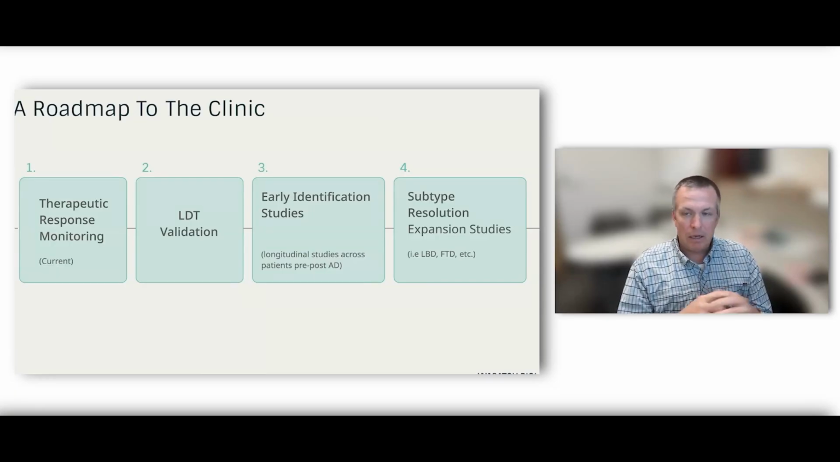So what are we doing right now with these data? We are currently working with a couple biopharma groups to assess therapeutic response monitoring. We're also beginning to build LDT validation work for this test. And from there, we've already begun looking at early identification studies. The hope is that not only are we able to determine that somebody has Alzheimer's or Parkinson's, but that we're able to do it well before symptoms ever onset.